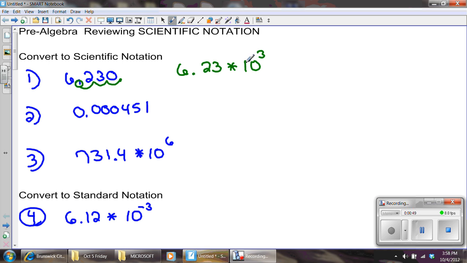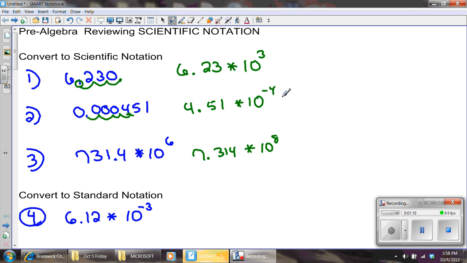All right, the rest of the answers are going to magically appear. I walked you through one. Hopefully you agree with my answers. There are my answers. Hopefully you, on problem number 2, notice there's a negative exponent. I need to move my decimal point in the right direction. And since it was a number smaller than 1, my exponent is going to be negative.